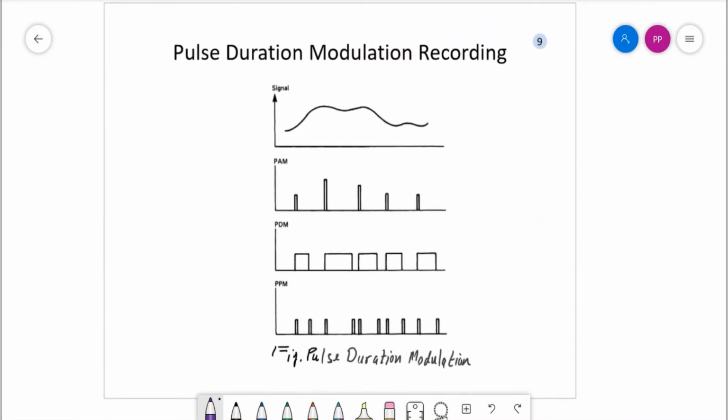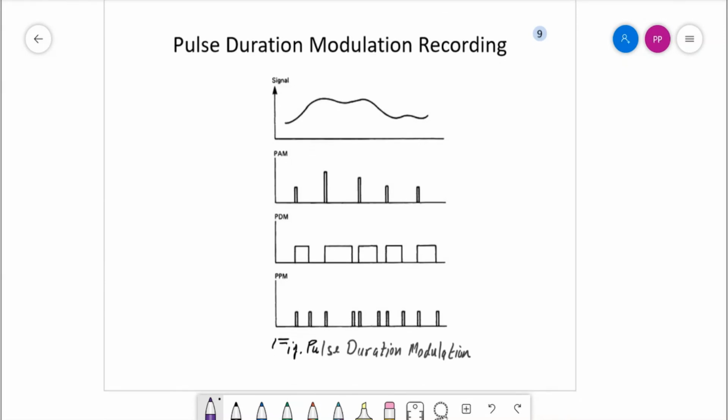The pulse duration modulation recording method is one of the most utilized methods, because in this method you can record multiple input data at the same time, as you are using the signal in frequency sliced mode. In different slices of frequency you can record the data, and that is why the pulse duration modulation recording technique is very popular in the market.